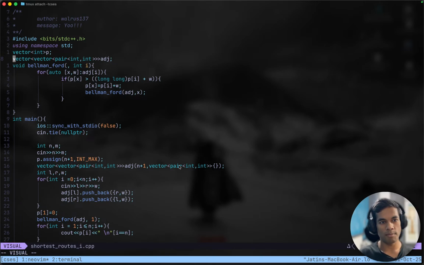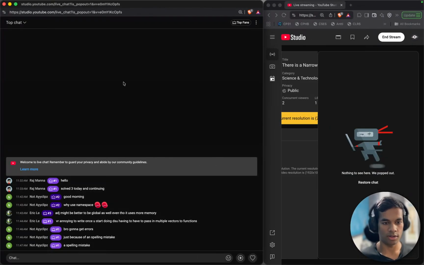And also, is there a better way to store this? Because we also have pairs, so we also have weights. Edges also have weights, so I'm using a pair here. I don't think there is a better way than this. No, I'm going to get errors, just because of a spelling mistake. Yes, there was a spelling mistake.